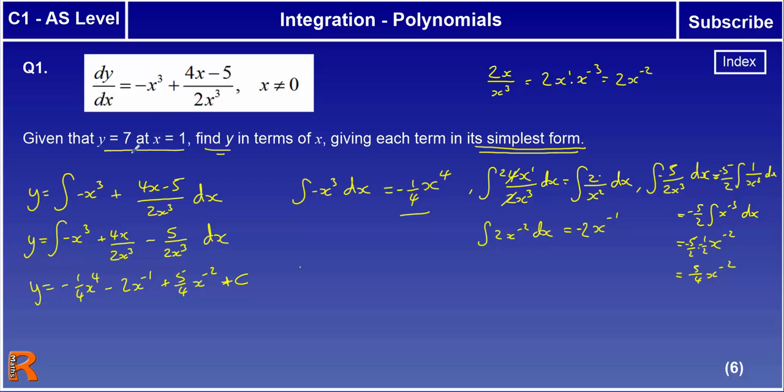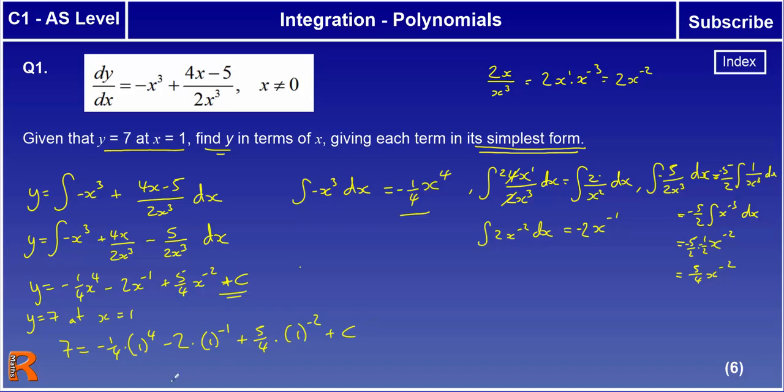Now we're going to deal with this y equals 7 at x equals 1. The reason for that is to find this constant term, so we've got the complete equation. So y equals 7 at x equals 1. We're going to bung those numbers into there. So 7, that's what y is, equals minus a quarter times 1 to the power of 4, minus 2 times 1 to the power of minus 1, plus 5 over 4 times 1 to the minus 2 plus a constant.